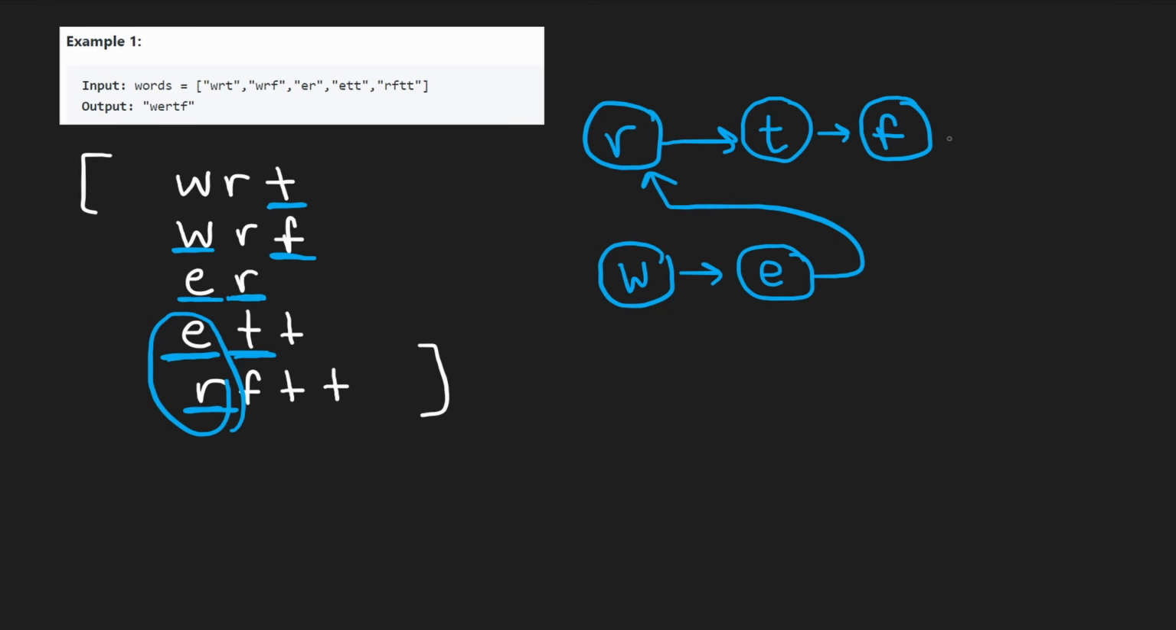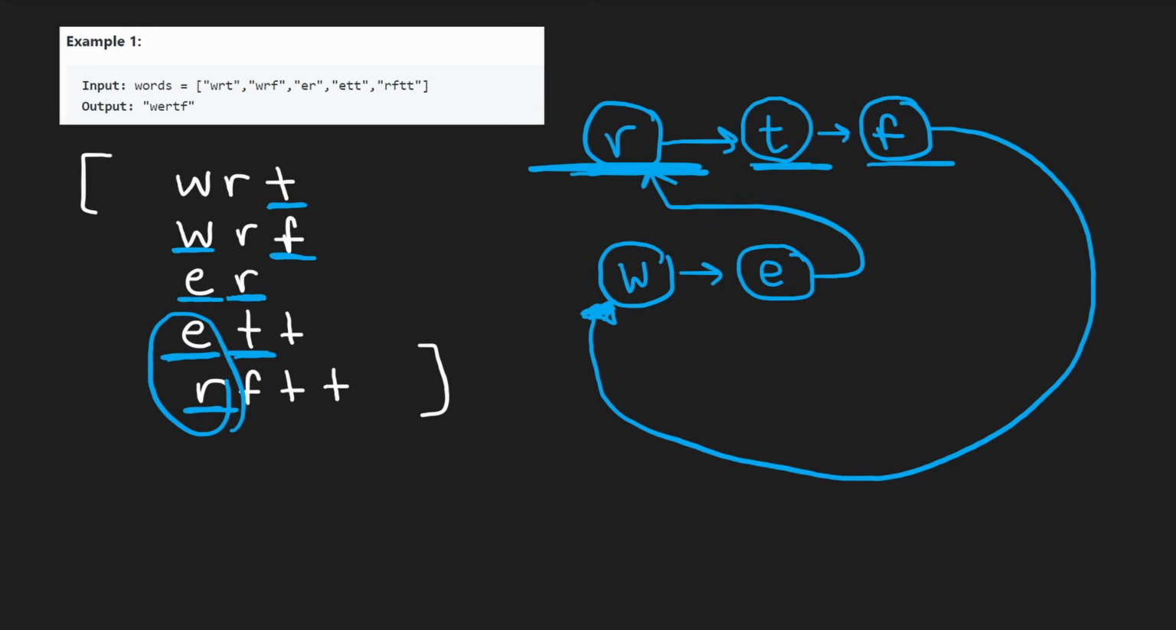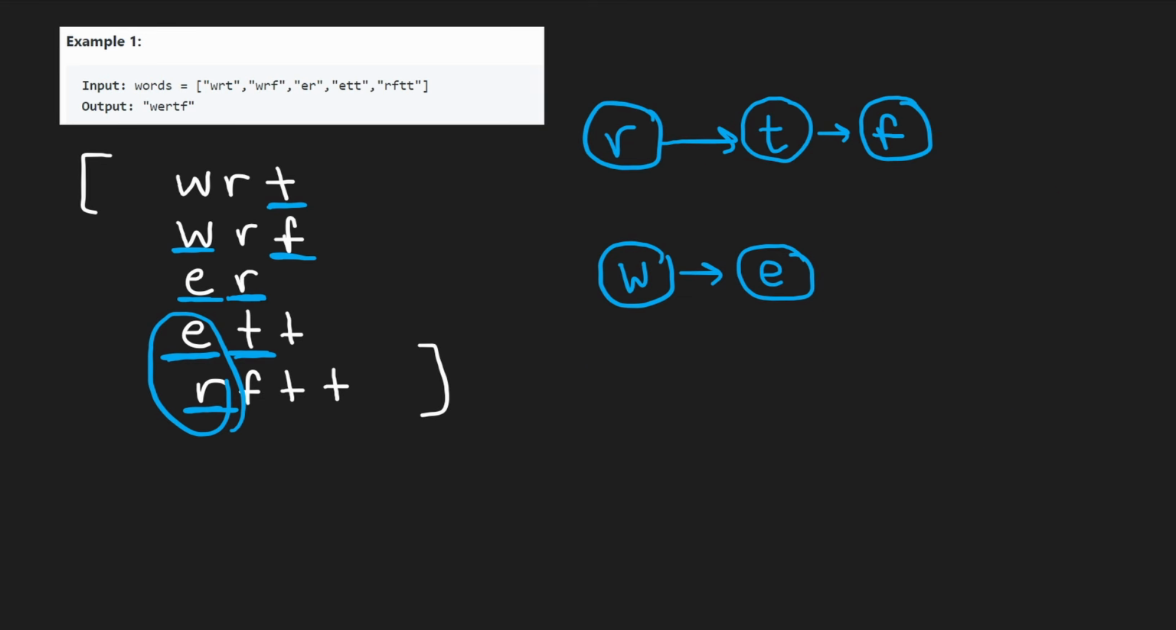So let's change this problem slightly. Let's say that this F actually pointed at the W. So now if we were traversing this graph, what the heck would the relative order be? We could start at any node. We could start at R and then say, okay, T, F, W, E, and then we say, okay, we got back to R, so we already visited that. But is that a valid order? Like, this is very ambiguous. It's not that this has multiple solutions, it's that this is invalid. There's a contradiction, right? What if we had a shorter cycle?